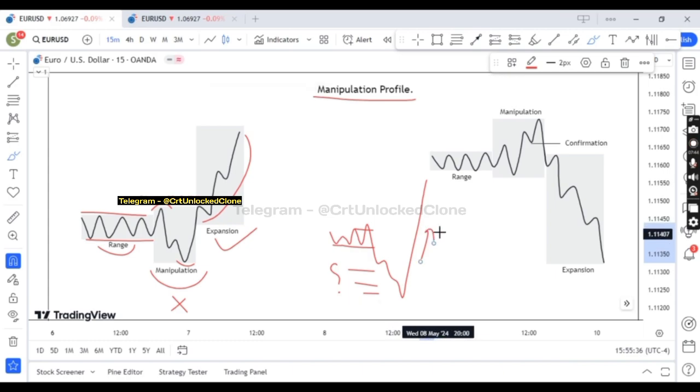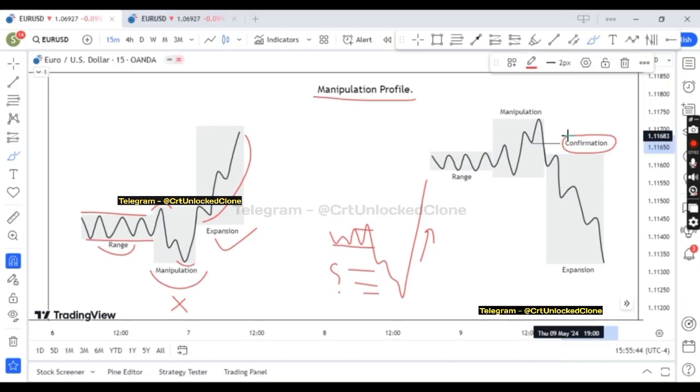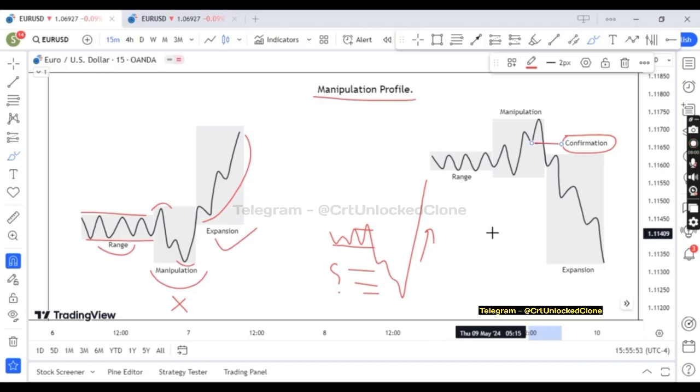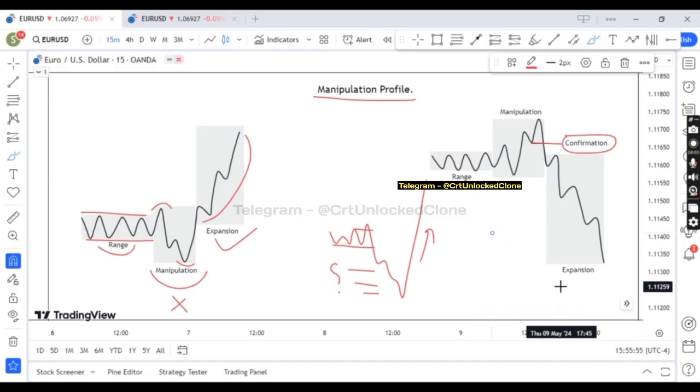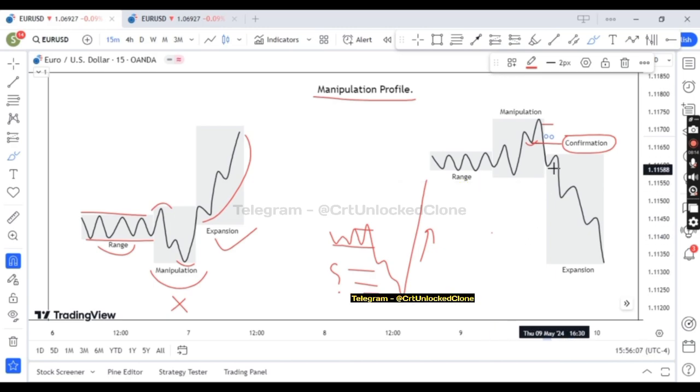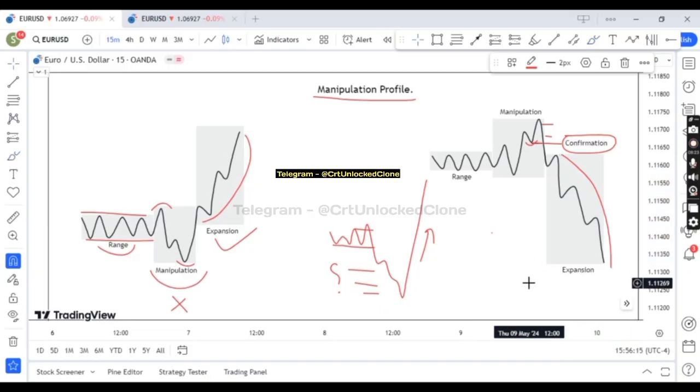So for that the solution is to wait for the manipulation profile to end, and once that ends you can position yourself in the expansion profile after a confirmation has been made in the form of a CSD or a model 1 entry, which I'll explain further in other chapters, right? Now a confirmation for the manipulation profile ending is made once price closes below a swing low or a swing high or forms an order block. After that the manipulation profile has ended, and now you can enter a trade and position yourself in the expansion profile.